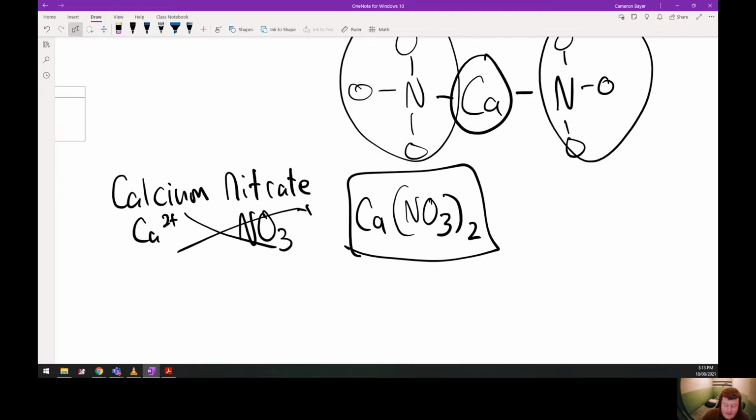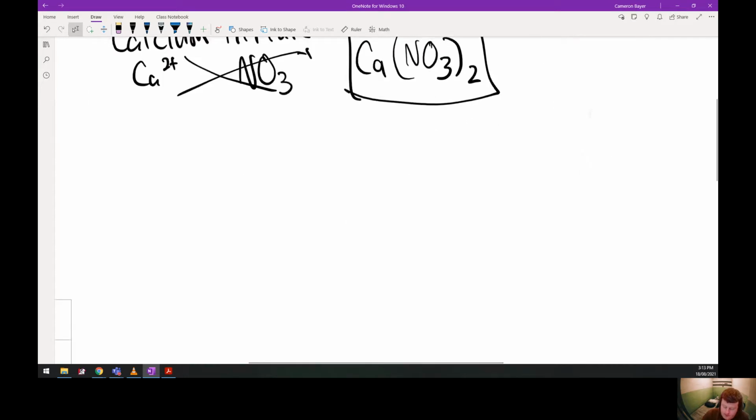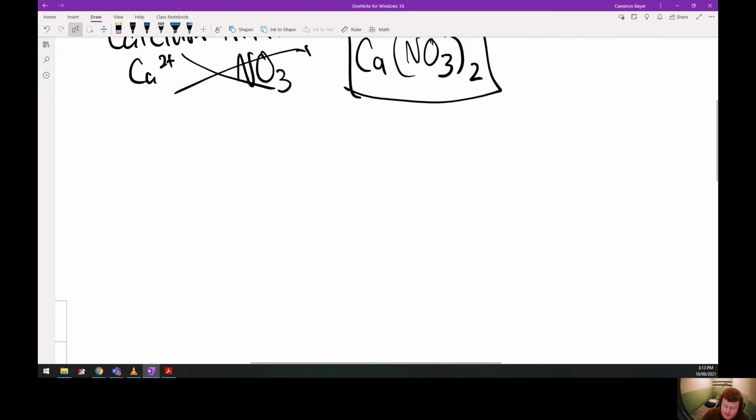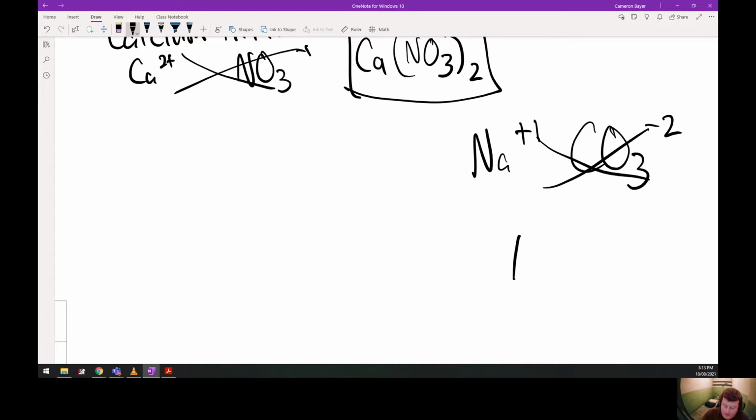Whenever you do something like this, but the opposite's true. If I was going to do something like sodium, let's go down here. If I was going to do something like sodium, which has got a plus charge, and I'm going to do carbonate, which is CO3. As you can see, it's a -2 and +1. When you cross those over, you just write Na2CO3.